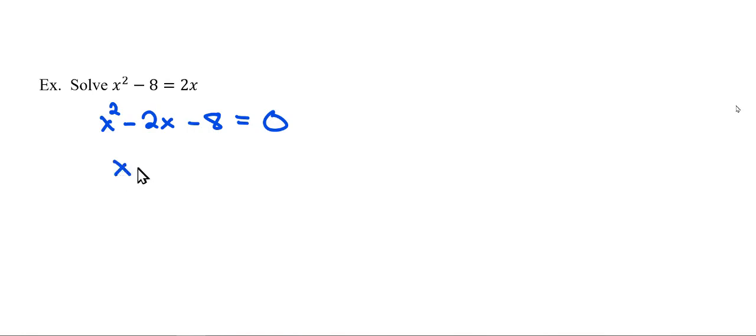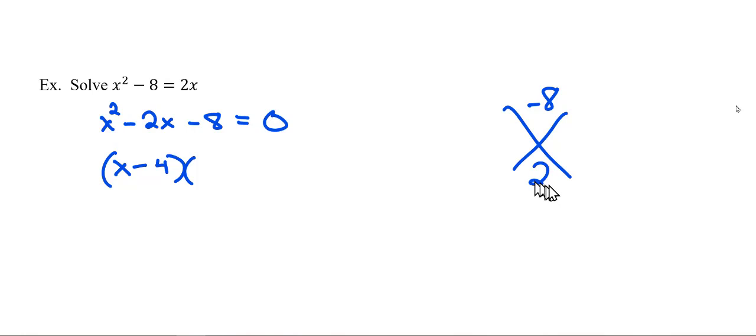We need two things that multiply to give us -8 and add up to -2. Two things that multiply to give us -8 and add up to -2 are going to be what? +4 and -2. So I need a x +4 and an x -2 here. However you factor things, go ahead and do that. Factoring is a prerequisite for this course, so I expect you to know how to do that.